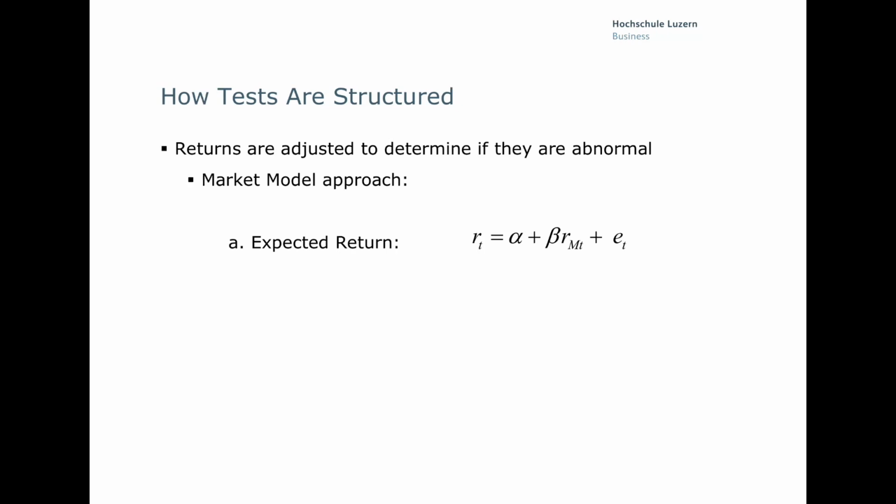Let's discuss how these tests are structured. The general approach starts with a proxy for what the stock's return would have been in the absence of the event. The abnormal return due to the event is estimated as the difference between the stock's actual return and this benchmark. Several ways for estimating the benchmark return are used in practice.